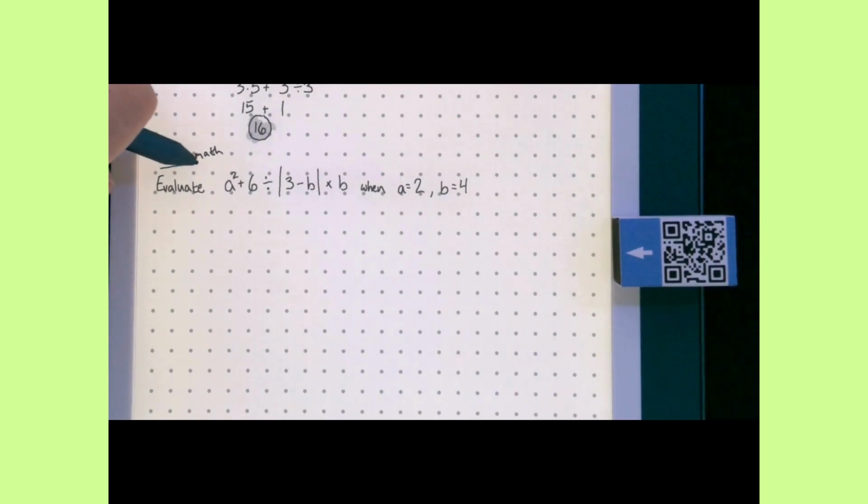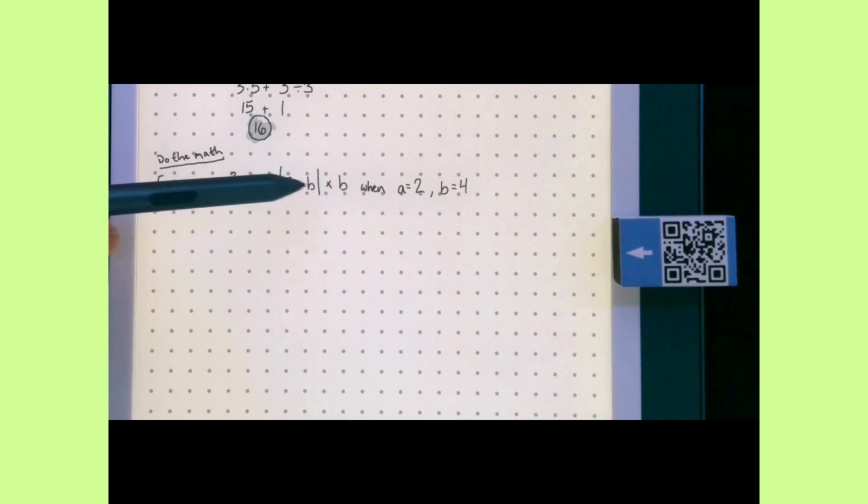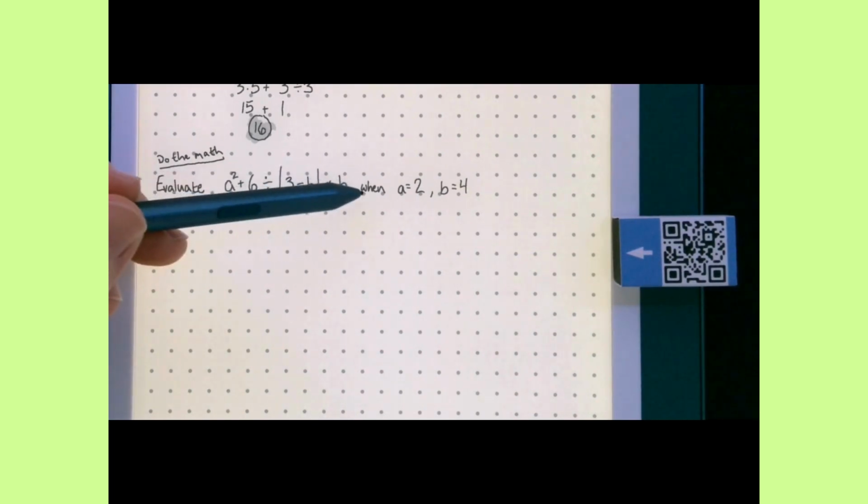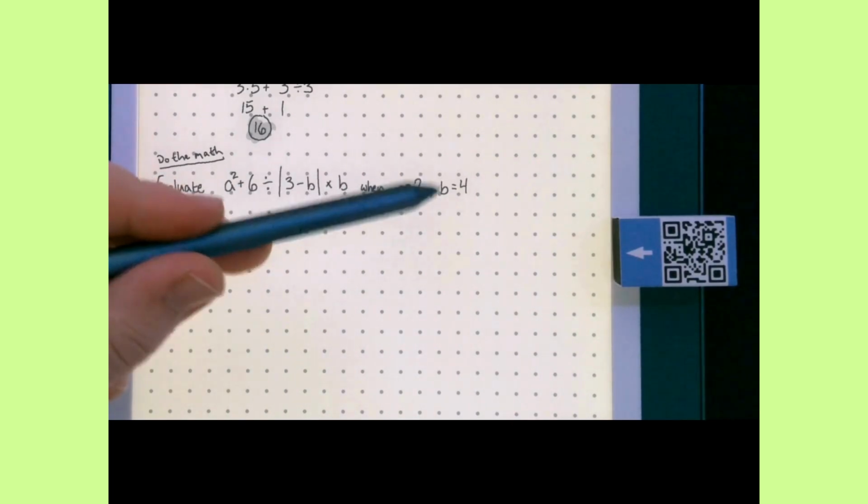Do the math. So let's look at doing one wrong, where we have to plug things in. That was something that was gone over in this unit. They gave you the expression, again, not an equation, an expression: a squared plus 6 divided by the absolute value, which just means how far it is from 0, of 3 minus b times b, when a equals 2 and b equals 4.